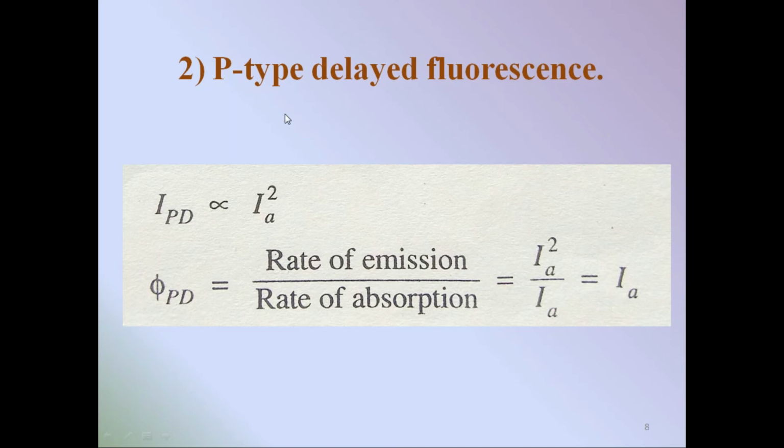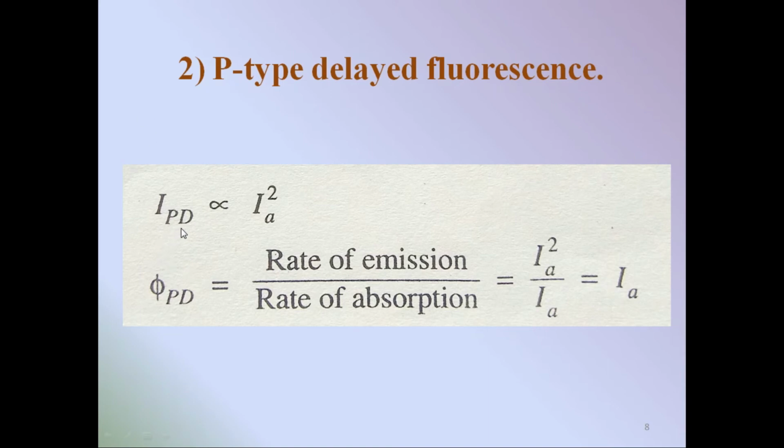The second type of delayed fluorescence is P-type delayed fluorescence. It was first observed in pyrene and phenanthrene solution, so it is called P-type. In aromatic hydrocarbons, the energy splitting of singlet and triplet is very large, so they do not show E-type delayed fluorescence. Thus, at room temperature, it is impossible to excite a molecule to a singlet state from the triplet. So P-type delayed fluorescence is generally observed in aromatic hydrocarbons.